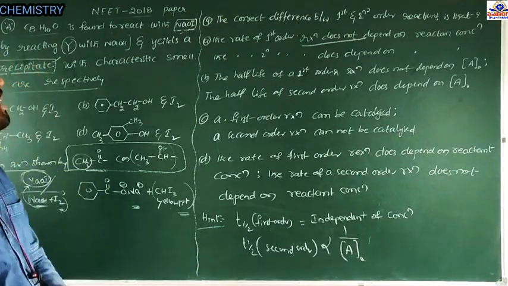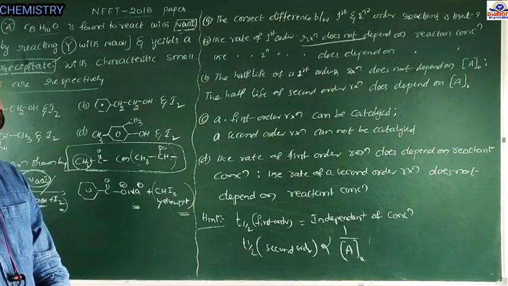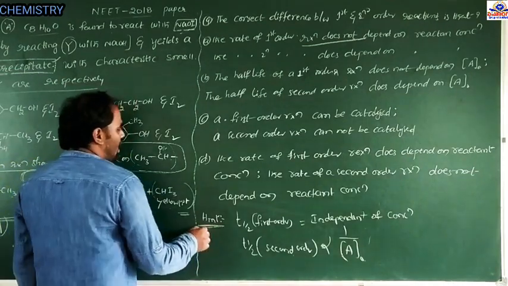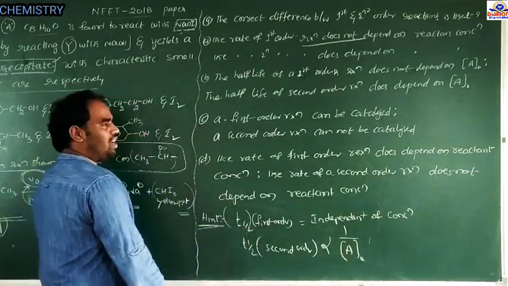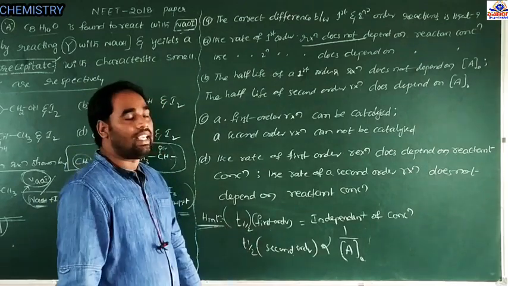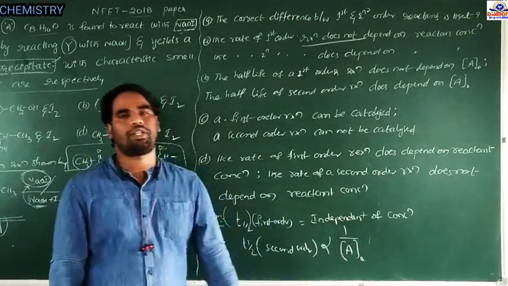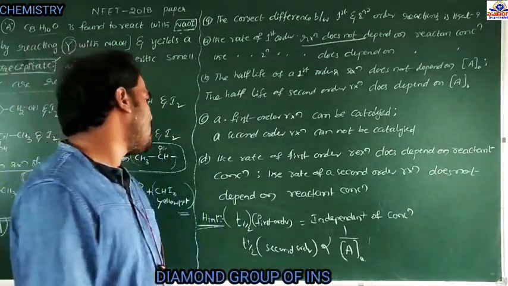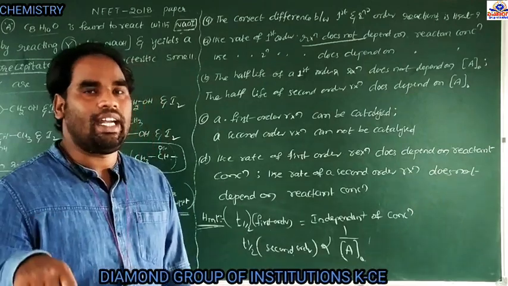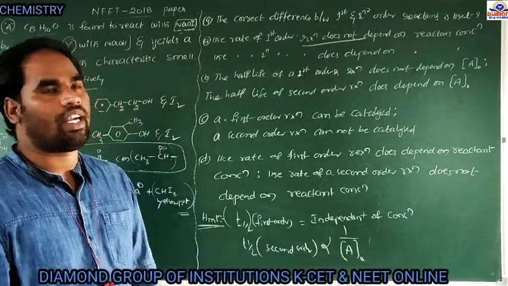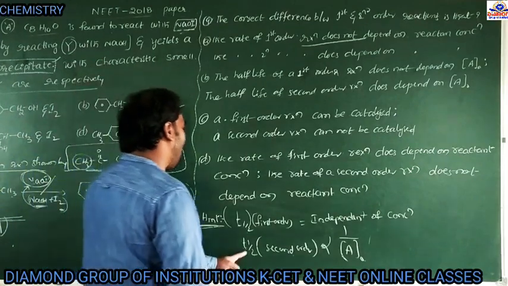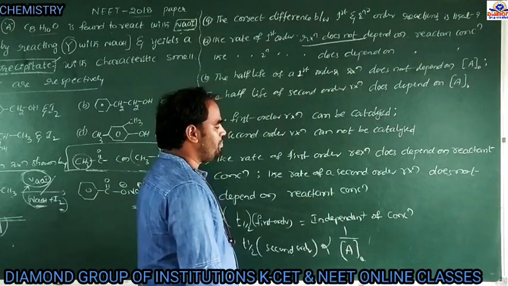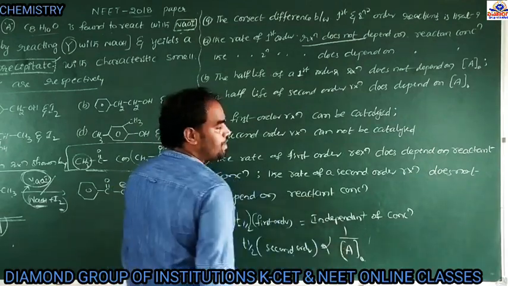So which one is the correct difference between first order and second order reaction? This is the hint, students. The half-life t1/2 for first order is independent of concentration of reactant, because t1/2 = 0.693/k. That is the equation. So t1/2 does not depend upon the concentration of reactant in first order. But t1/2 in second order is inversely proportional to the concentration of A, that is, proportional to 1 by concentration of A.